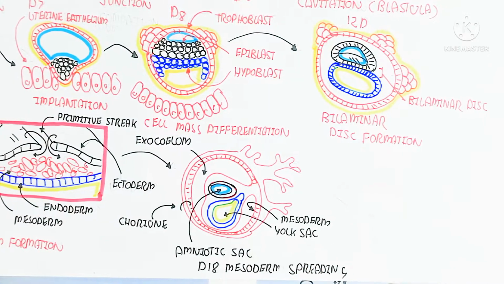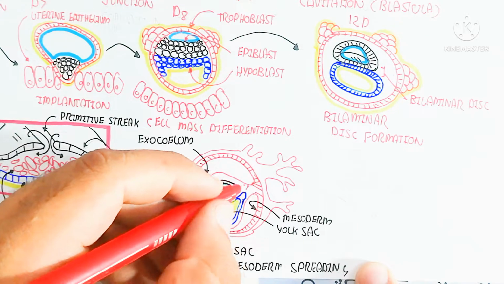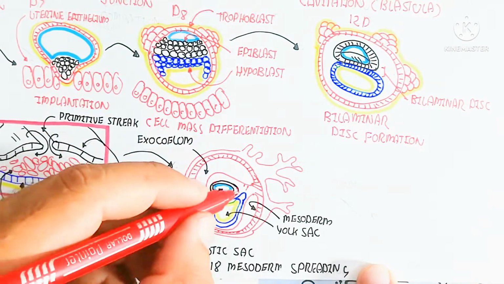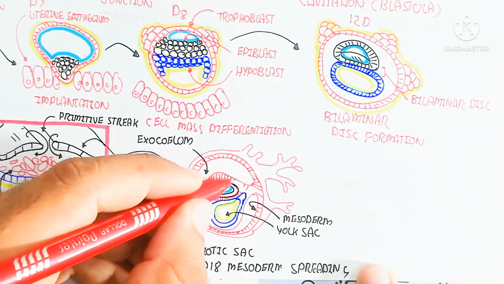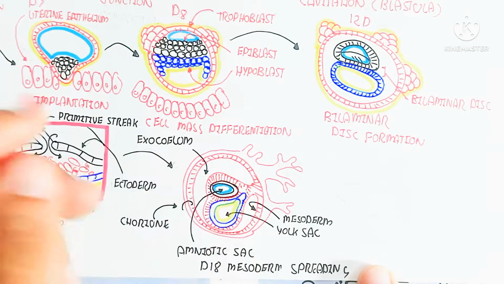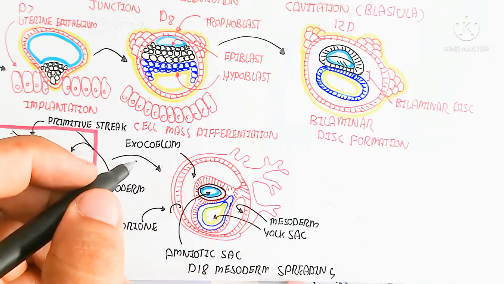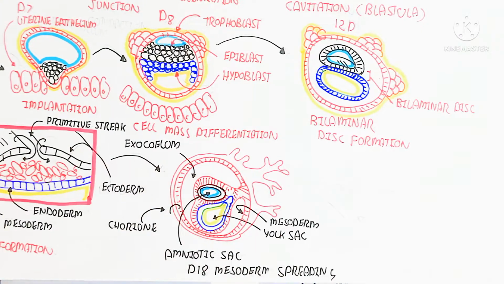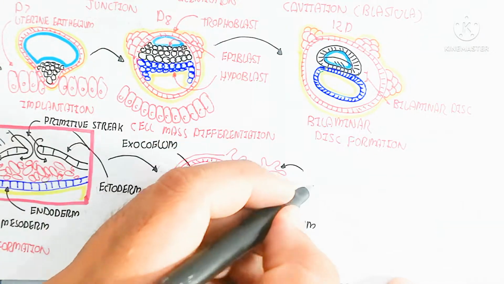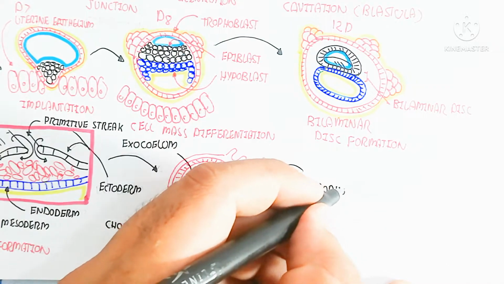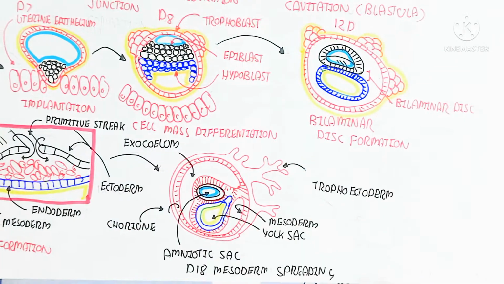So in this way, here is the amniotic cell, and on day 18, the mesoderm spreading. The spreading of the mesoderm is shown in red in the figure, and the yellow is the yolk sac, with the mesoderm formation here, and the exocoelom formation. This exocoelom will be formed, and in this way the amniotic sac will develop, in blue, and the chorion and the placenta will develop.